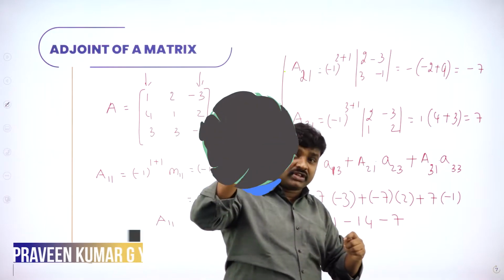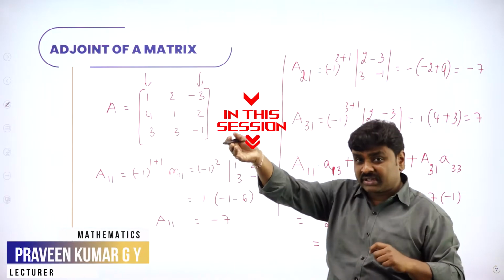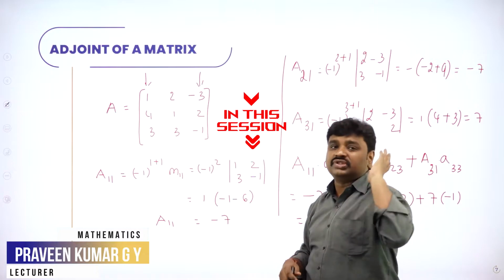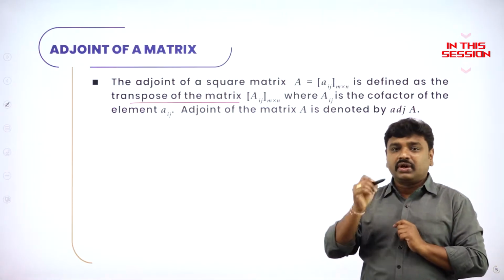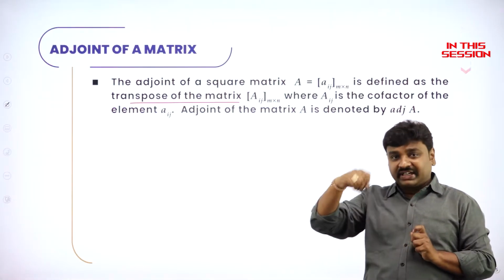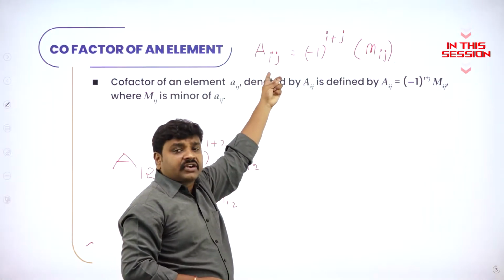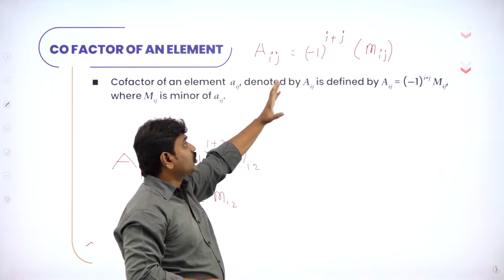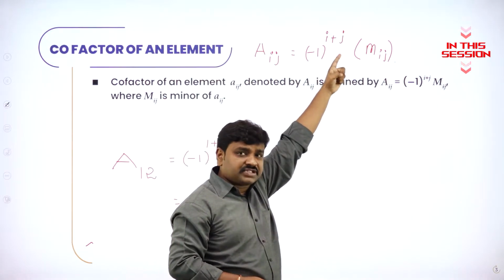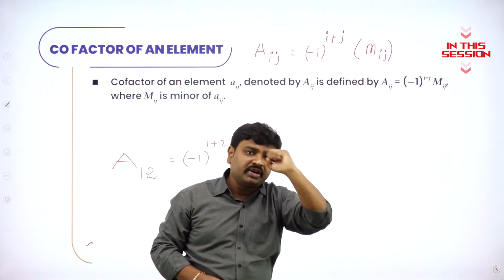Or the sum of the cofactors of any row multiplied with elements of another row gives you 0. After you fill them in a matrix, we call it the cofactor matrix, and the transpose of the cofactor matrix is the adjoint. Aij represents the cofactor of the ith row, jth element. The cofactor of the ith row, jth element is simply minus 1 power i plus j times the minor of ij. You know how to find minor.